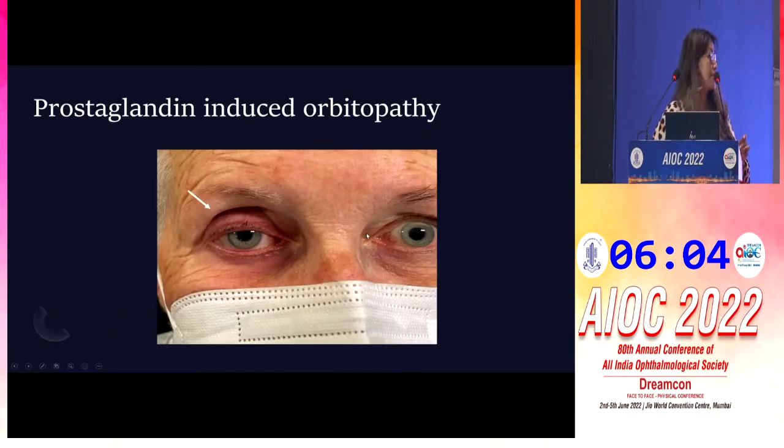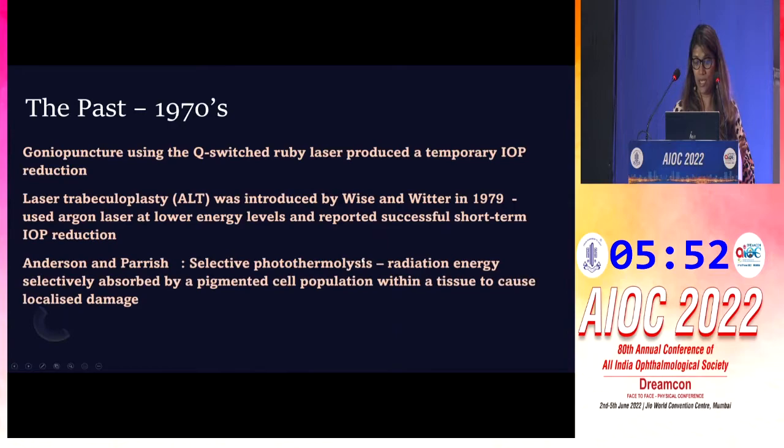Now, this is a patient who has been using prostaglandin analogs in one eye. So would you be happy with this look if you had glaucoma and were prescribed some drops? Well, I would not. So that's the reason we have to think of other options when we are managing glaucoma today. So while moving to laser, let's take a peek at the past of laser. The initial trial with laser was goniopuncture with a ruby laser, which produced a temporary lowering of intraocular pressure.